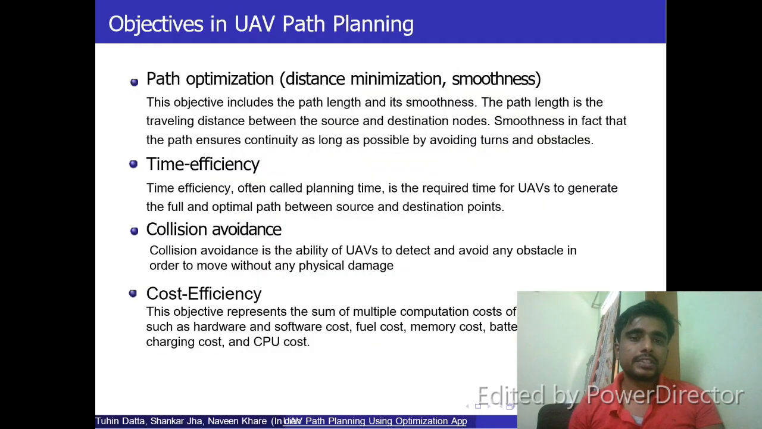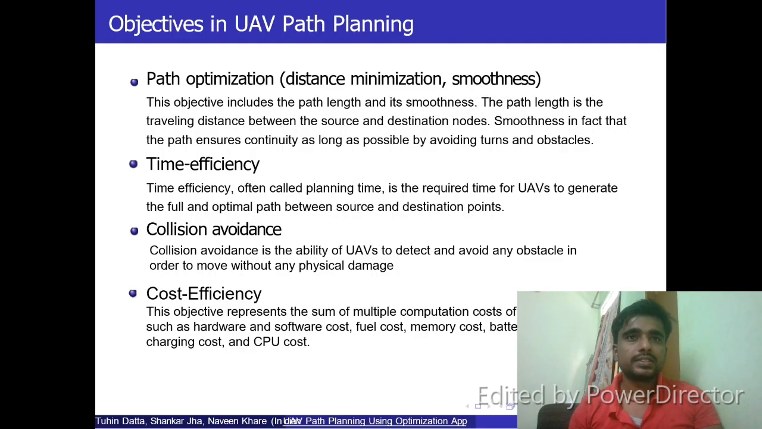Now next is objectives in UAV path planning. The authors identify four principal objectives that guide UAV path planning optimization. First, path optimization focuses on minimizing traveling distance and ensuring path smoothness, to maintain continuity while avoiding obstacles and unnecessary turns. Second is time efficiency. Time efficiency concerns the computation time required to generate complete and optimal paths, which is particularly critical in real-time applications.